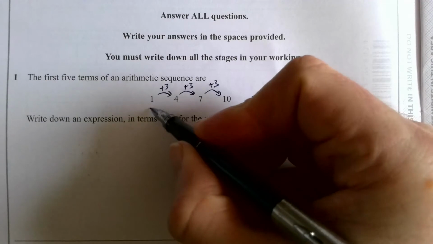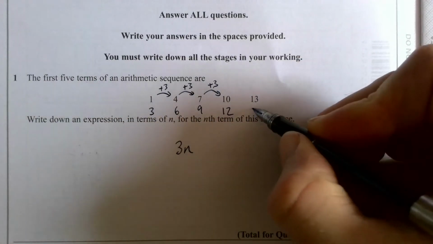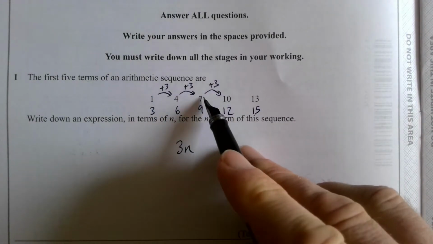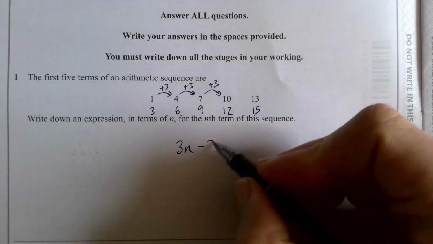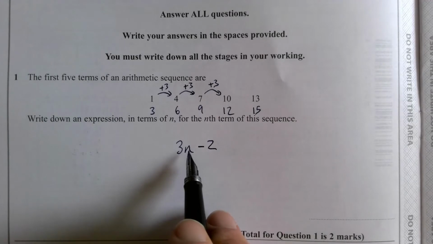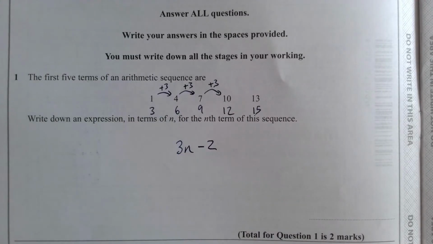Now, the 3 times table would be 3, 6, 9, 12, 15. What do I need to do to those numbers every time to get to what I want? It's 2 less, so it's 3n take 2. The other way is just to look at the first one, because n is always 1 for the first term, so 3 take 2 gives me 1.